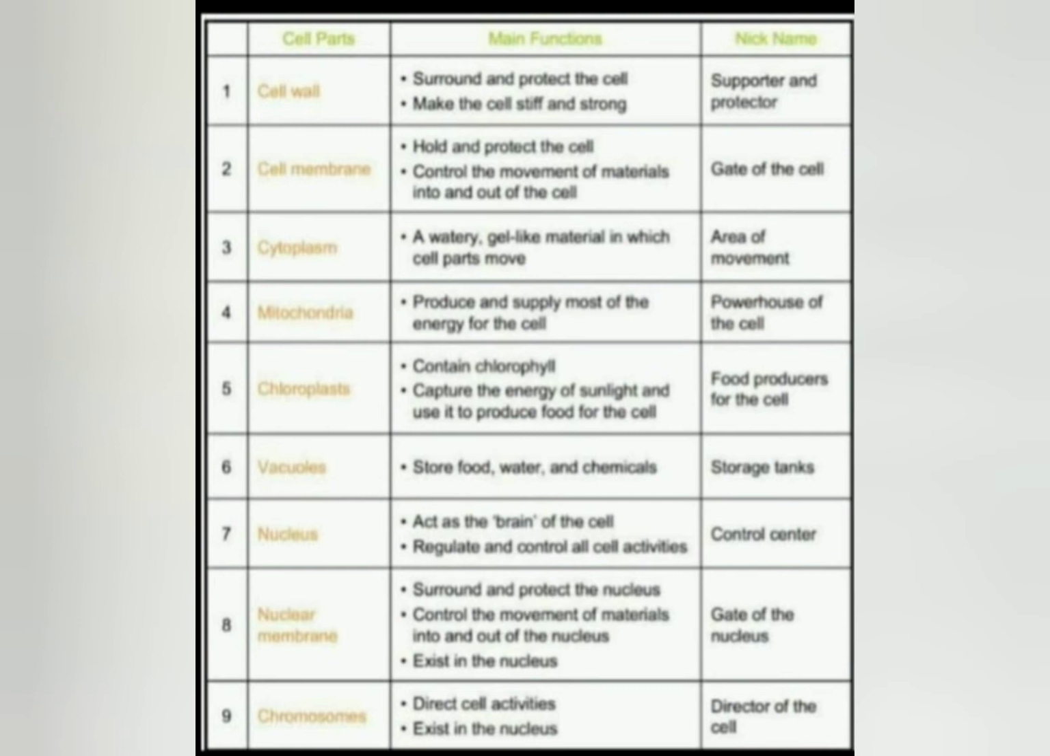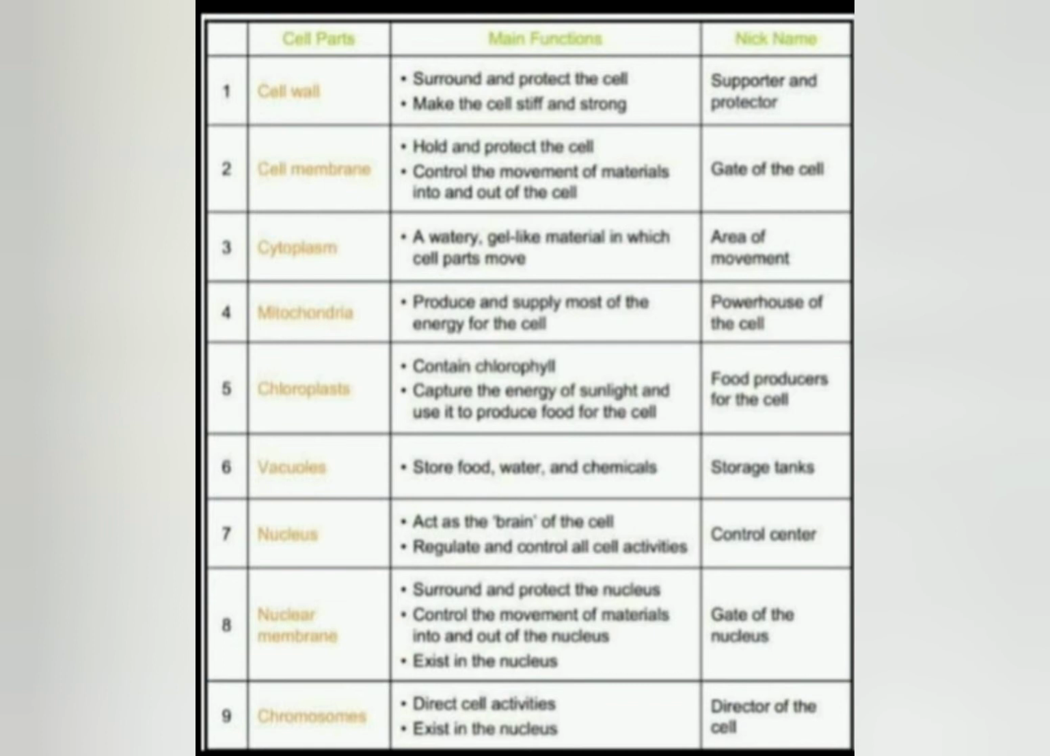Next is mitochondria, which produce and supply most of the energy of the cell. It is the powerhouse of the cell. Next is chloroplast. The main function is that it contains chlorophyll, captures the energy of sunlight and uses it to produce food for the cell. So it is like the food producer for the cell.